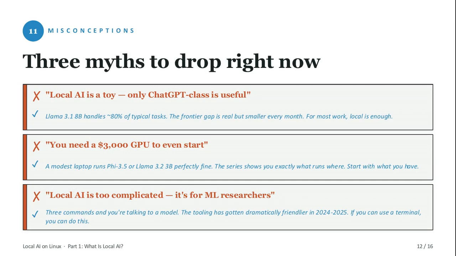Before we wrap up Part 1, let's clear out 3 myths that keep people from even trying. First, that local AI is a toy. It isn't. An 8 billion parameter Llama handles roughly 80% of everyday tasks just fine. Second, that you need a $3,000 GPU. You don't. Smaller models like Phi 3.5 run happily on a modest laptop. And third, that this is researcher territory. Also no. If you're comfortable in a terminal, you already have the only real prerequisite.